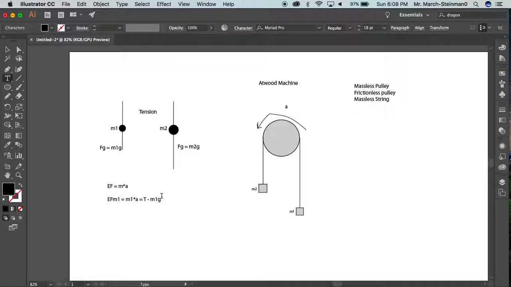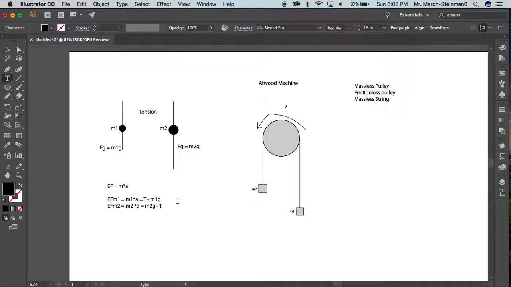Likewise, we can look at M2. The sum of the forces on M2 is equal to M2A, which is equal to the force of gravity down on M2 subtracting the tension up, because it's falling down, so we want the bigger force to be in front here. So M2g minus tension.